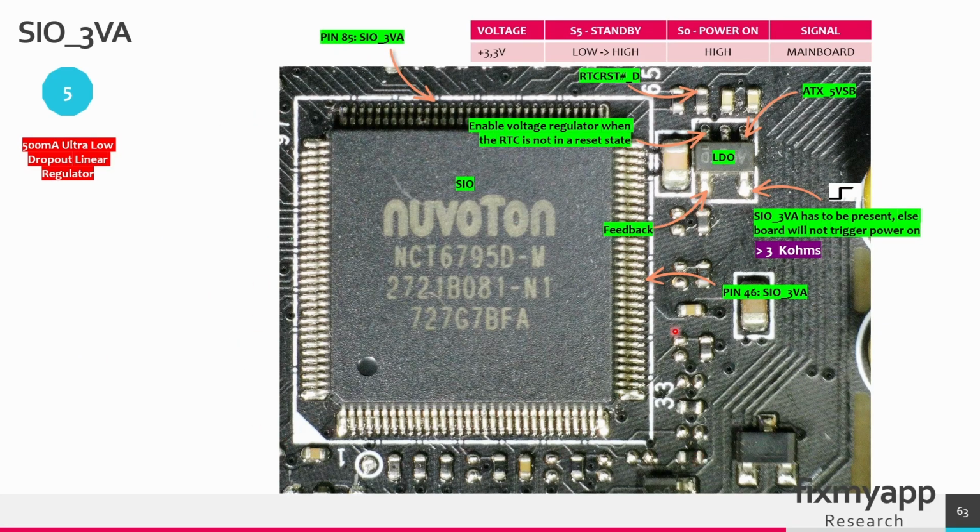This is a Super I/O chip. This is the voltage regulator. It will convert the 5 volt standby voltage to 3.3 volts that will power this Super I/O chip. This is the RTC reset line. This has to be high because we are out of a reset state, so there will be a voltage present. It will generate an enable signal. This voltage regulator will turn on. It will create 3.3 volts for this Super I/O chip, and this voltage goes to pin 46 and pin 85.